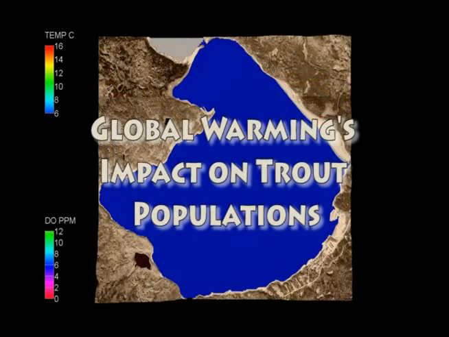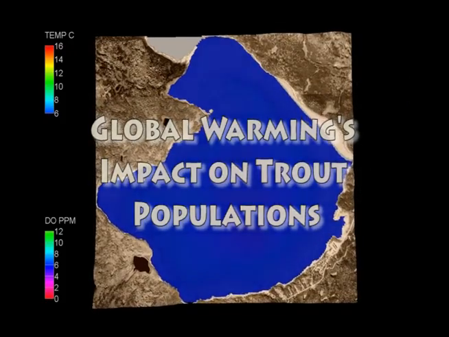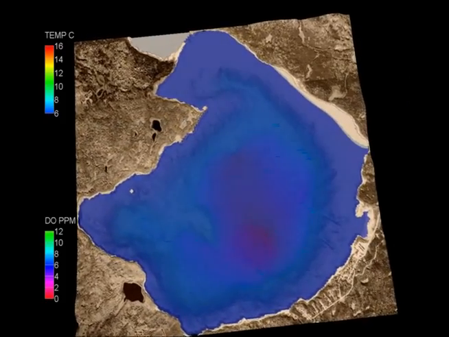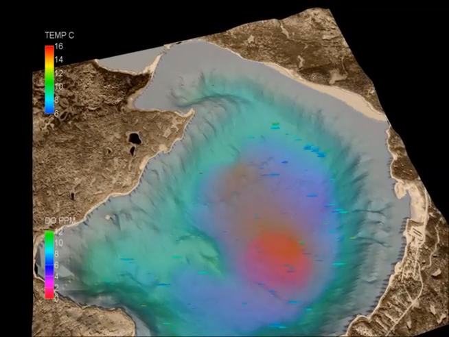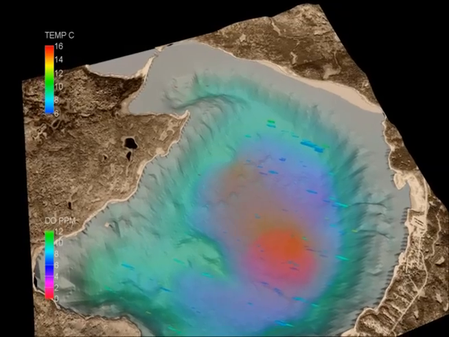Saskatchewan Environment's hydroacoustic program collects dissolved oxygen, temperature, and lake trout size and population data in lakes to study how global warming can contribute to declining fish habitat volumes.